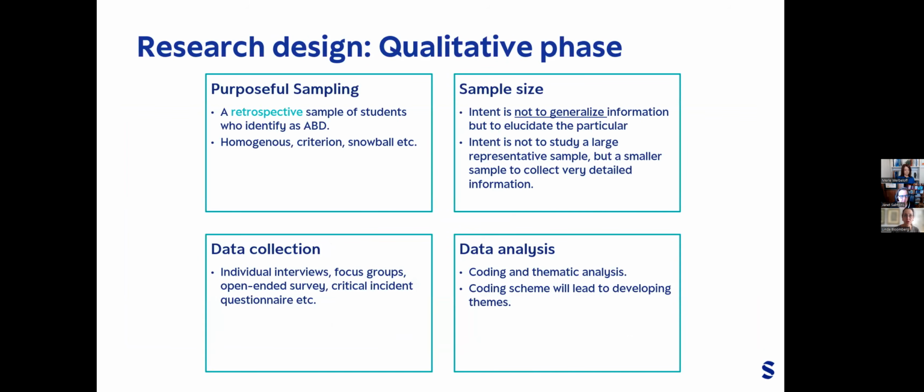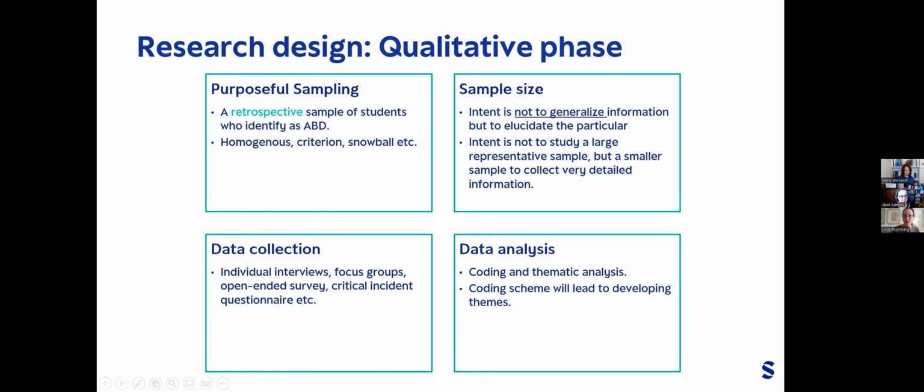And to conduct this phase of the study, the researcher puts on their qualitative hat. They change hats now from the quantitative to the qualitative, and they would conduct a purposeful sampling of a group of retrospective students who identify as ABD. So now we're looking for a smaller subsample of the entire population of students that have withdrawn, and we're looking to drill very deeply down into the actual experiences of this sample of students that we are purposefully sampling to be part of our smaller group. We can use homogeneous, criterion, or snowball sampling techniques to get to this group.